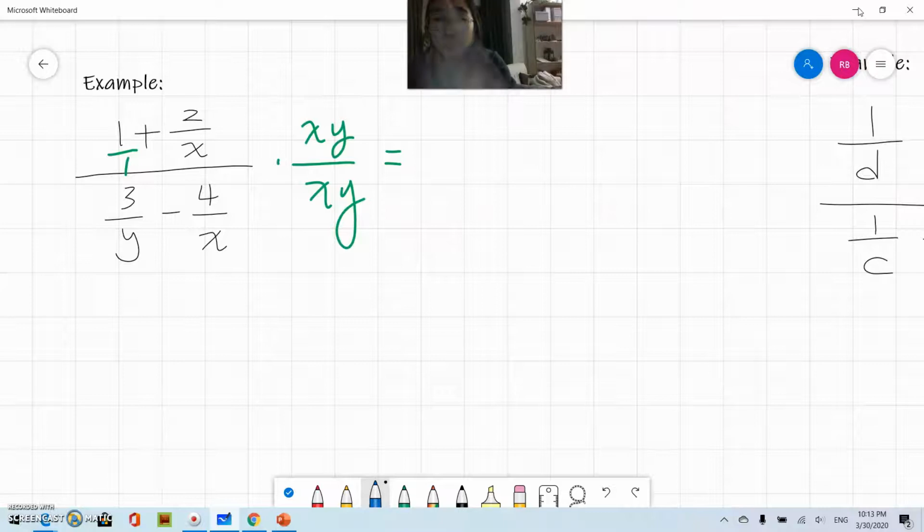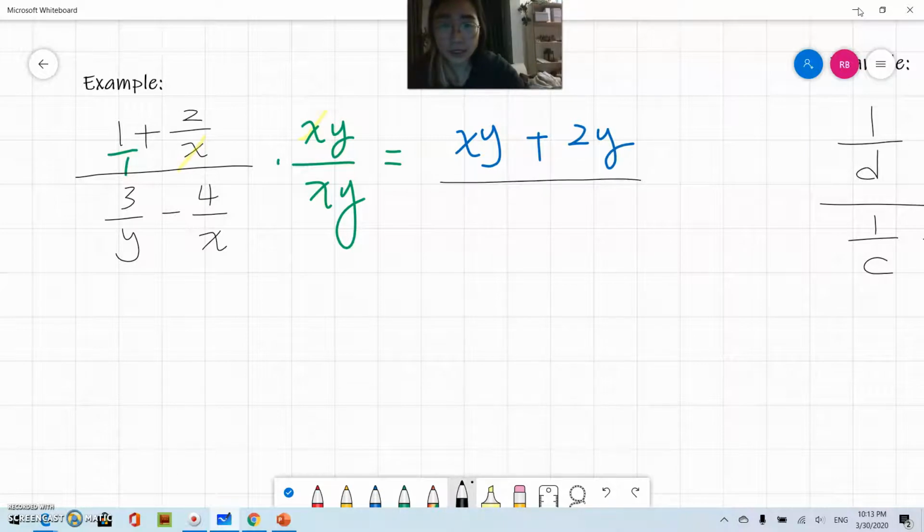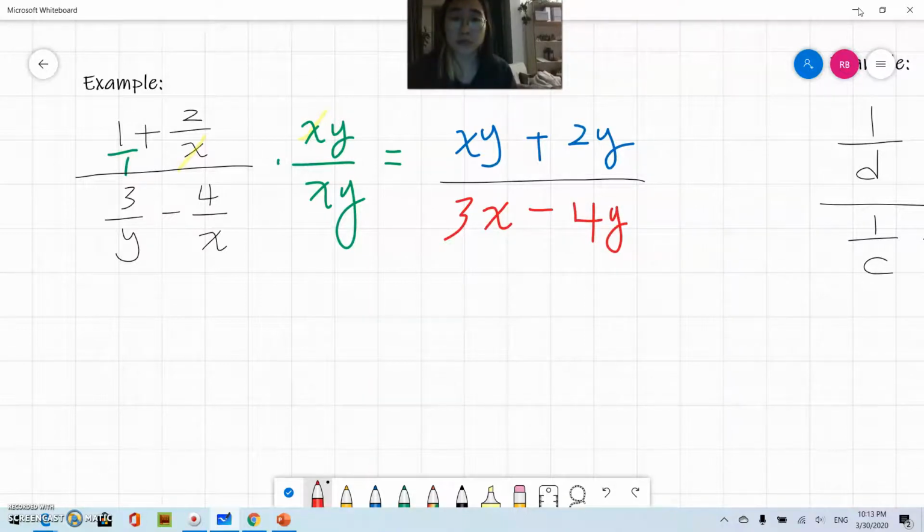So then you have to distribute. That is something that you shouldn't forget. So xy times 1 is xy. 2 over x times xy is 2y, okay, because the x's cancel each other. And then the denominator would be 3 times y, the y gets canceled, so x minus x gets canceled, 4y. And that's the answer. Okay?